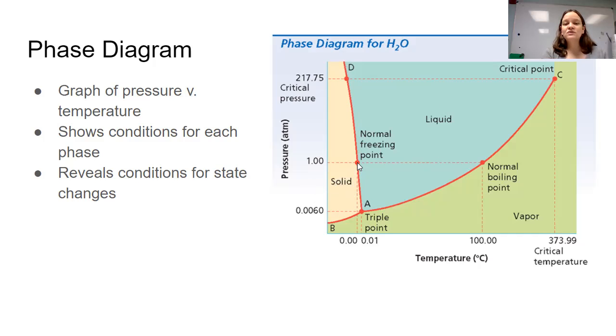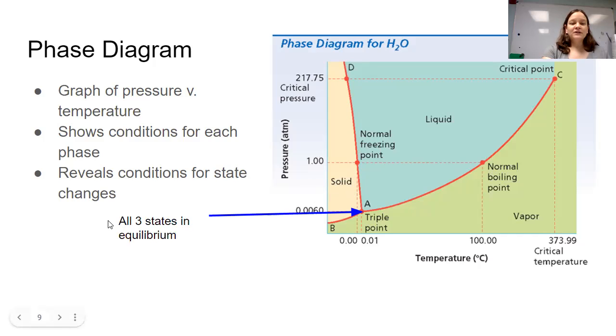Okay, so it shows the normal freezing point and the normal boiling point. There's a couple other points on here that it shows. This is the triple point. The triple point means that all three states are existing in equilibrium. I'm going to show you that here in just a minute. Okay, so the triple point, we have the same substance in all three states in equilibrium.